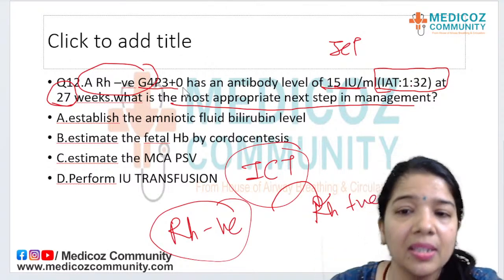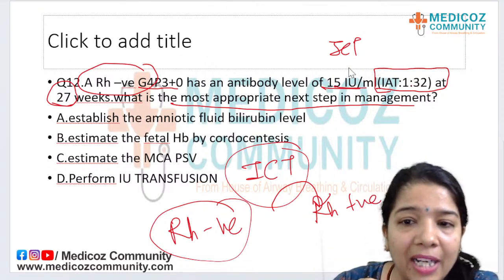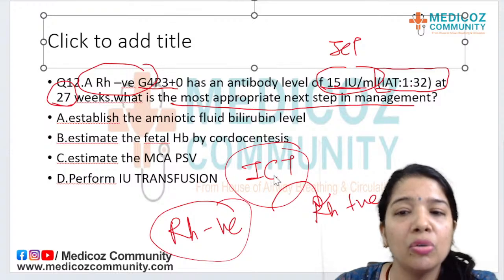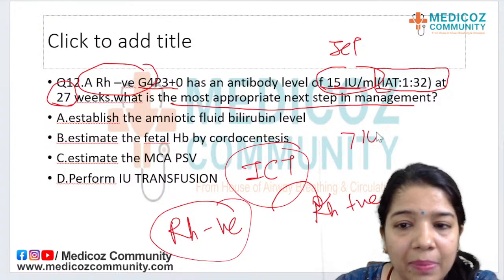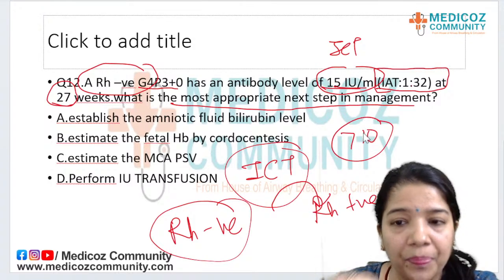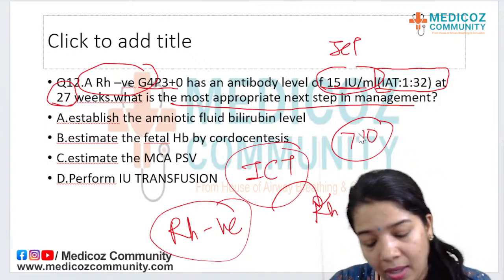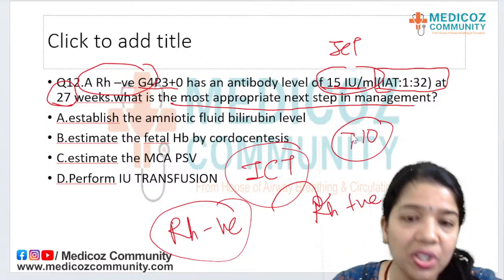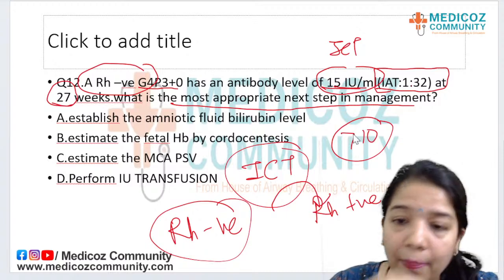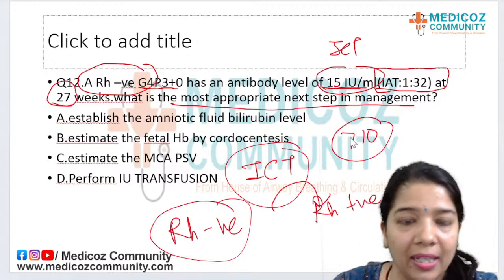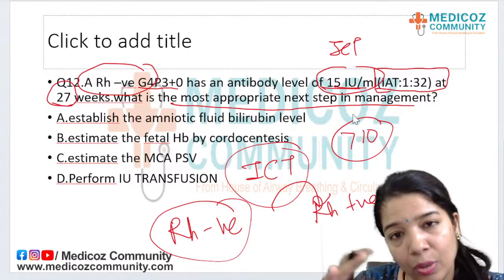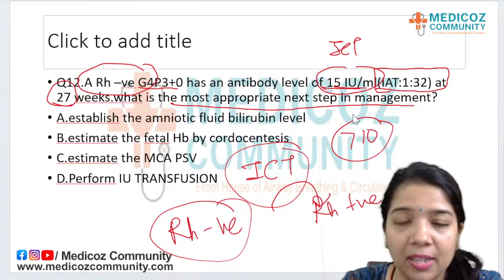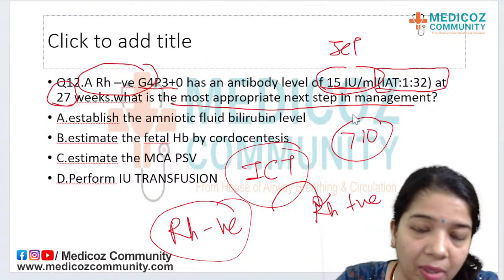But we are concerned that now we have seen an antibody level of 15. Usually an antibody level of more than 10 means it is a harmful critical titer. Critical titer means the amount of antibody is sufficient enough to kill the cells. So in this scenario it has crossed that. So this means the patient has sufficient antibodies that can kill the RBCs of the baby.